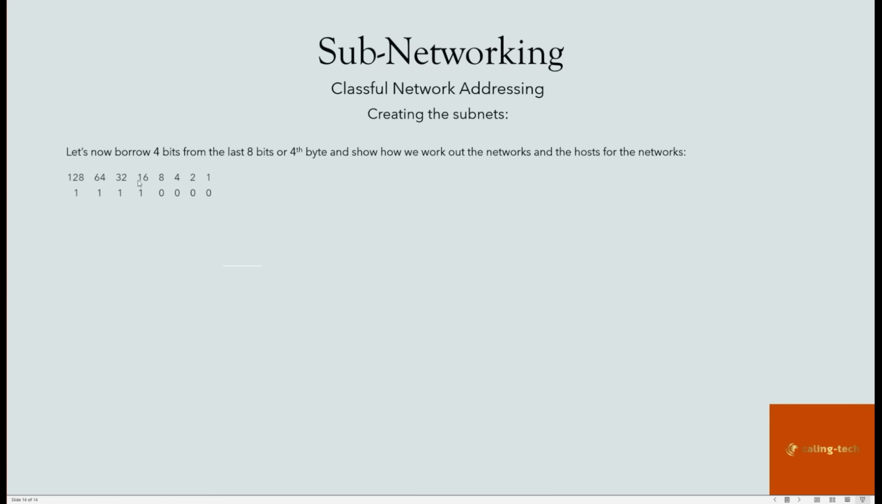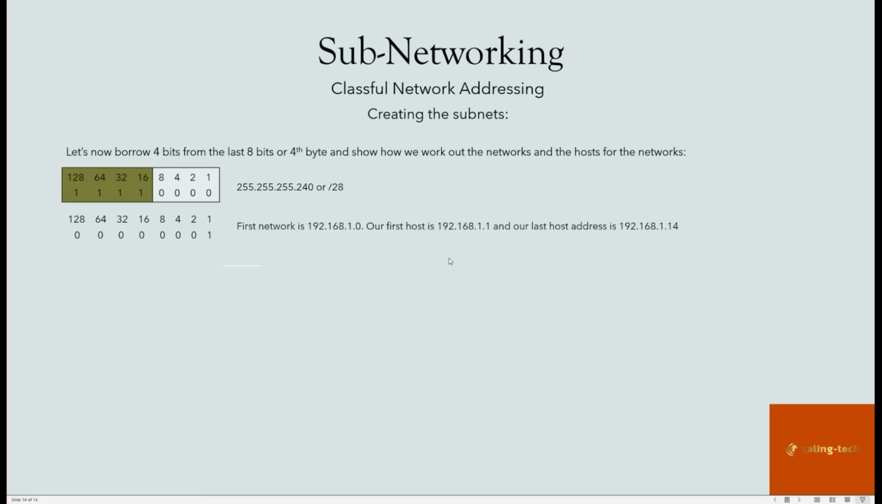So let's get the actual subnet mask up first and work that out. So we know that this is now the borrowed bits from left to right. So this is the network portion of the last 8 bits, and this is the host portion, and that would be written as 255.255.255.240, because if we add 128, 64, 32 and 16, it comes to 240, or /28, because that's how many bits we're using for the network.